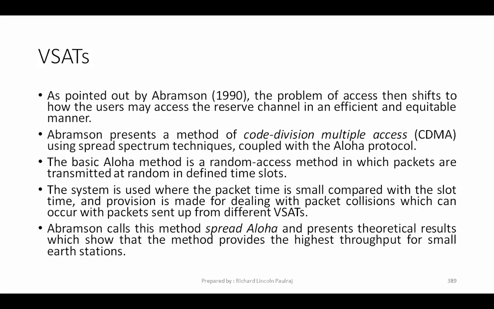Abramson calls this method spread aloha and presents theoretical results which show that the method provides the highest throughput for small earth stations. So by converting them into packets and utilizing different time slots, they are able to have the highest throughput. Okay, so can someone tell me what the throughput is? You can unmute and respond.